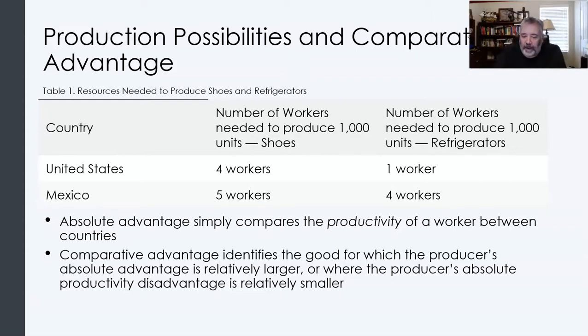Okay? And the way I'm going to do that is, if the United States can produce 1,000 units of shoes with 4 workers, how many units of shoes can a single worker produce? 250. So the output of one worker in the U.S. when it comes to shoes is 250, according to this information. For Mexico, it's 200 units of shoes. Okay.